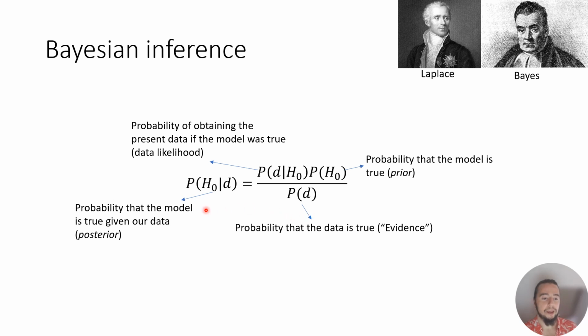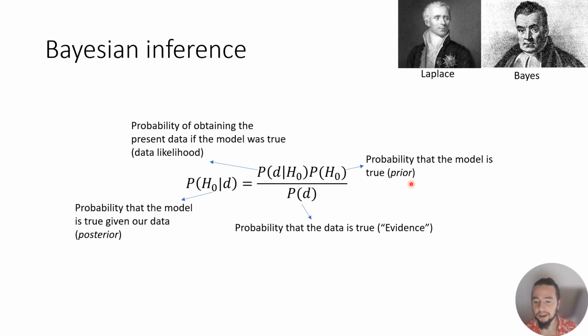Okay, so let's decompose. The probability of the model being true given our data is going to be called the posterior probability. It's the product. To get to this product, we will have the probability of obtaining the present data if the model was true. That is basically the same definition as a p-value, for example, and we are going to call this data likelihood. This is going to be multiplied by the marginal that is called the probability that the model is true.